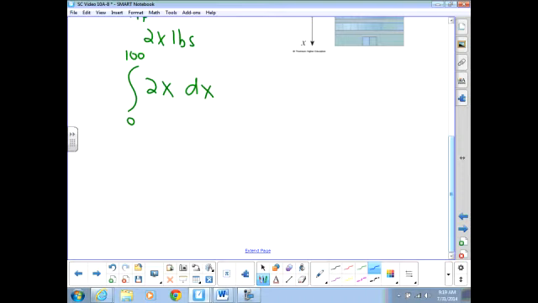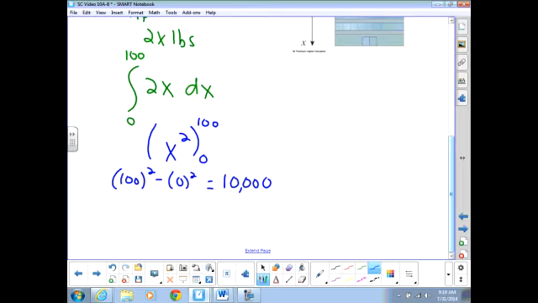So this is a pretty straightforward integral. We'll have an x squared, so we have to multiply out front by a half, times 2, which will give you 1. And we have to evaluate from 0 to 100. So we'll have 100 squared minus 0 squared, which will give us 10,000. Because we had US units, we are going to be in foot-pounds.